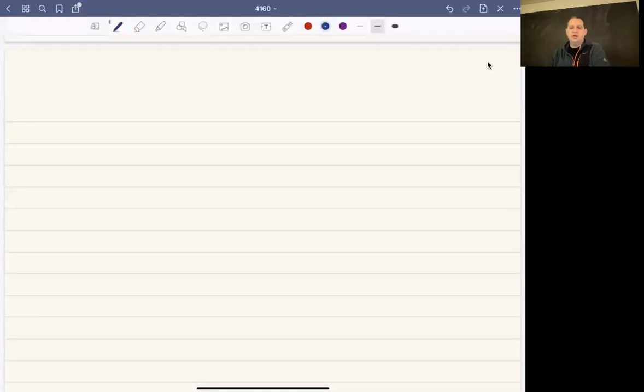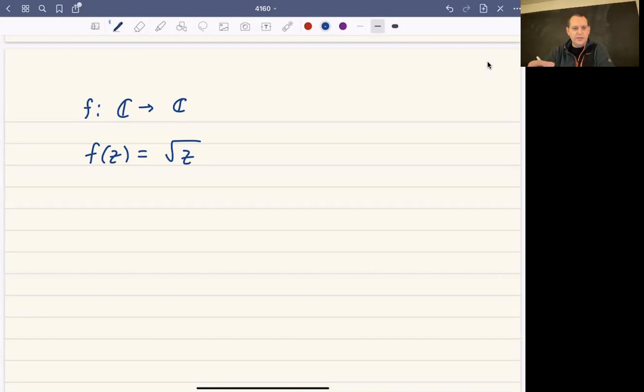The next function that I want to tell you about is f, which is going to map the complex numbers to the complex numbers given by f of z is square root of z. And what I have to do now is, we're going to almost immediately see some of the details and some of the intricacies that we're going to have to deal with over the course of the semester. I need to tell you what the square root of z is.